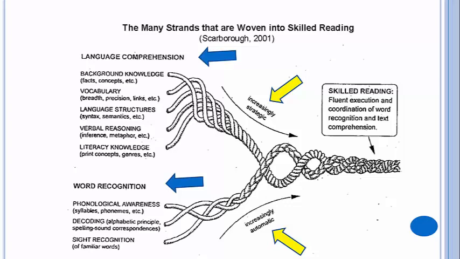So at the lowest level, we want to increase automaticity. At the highest level, as a child develops their literacy skills, we want to help them become increasingly more strategic with regard to how they use their background knowledge, building their vocabulary, understanding syntax and semantics and morphology, being able to leverage their verbal reasoning and their literacy knowledge so that they become increasingly more fluent, and they become skilled readers, so that their fluent execution and coordination of word recognition and text comprehension leads them to be a happy and effective reader. So I think we're pretty clear that this is a very important philosophical underpinning for us, and so we're going to reflect that in what we do for the rest of today.